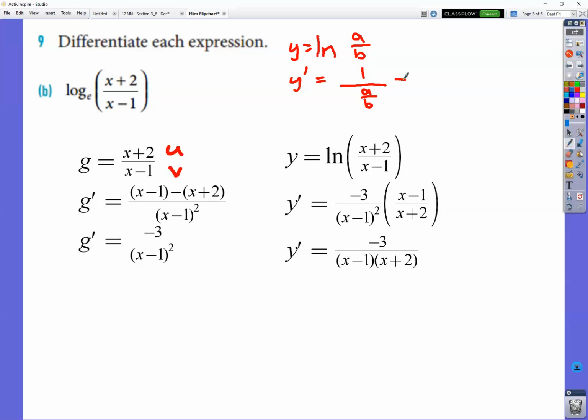And to simplify that, what you can do is say, instead of dividing by a over b, instead of dividing by a fraction, you multiply by the reciprocal. And that makes it into b over a. So whenever you're dividing by a fraction, you can just multiply by the reciprocal. So that's what I did here.